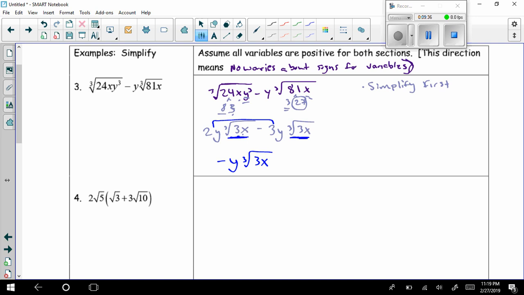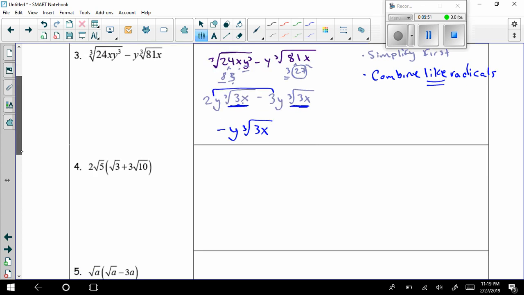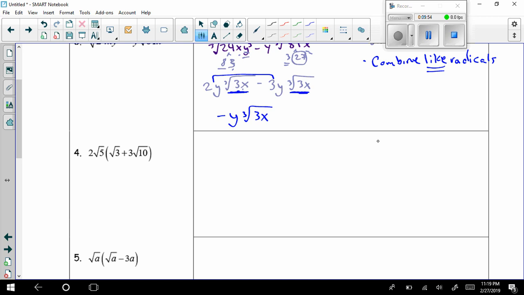So add or subtract, simplify, combine like radicals. Okay, so make sure they are the same before you combine them. With multiply, I would multiply first. Then simplify. That way you're not simplifying twice, because sometimes you simplify, you distribute, and then you're able to do it again.